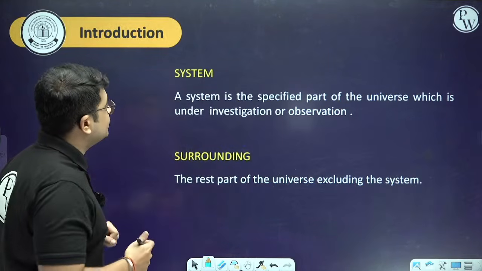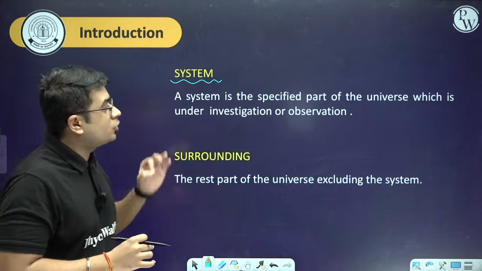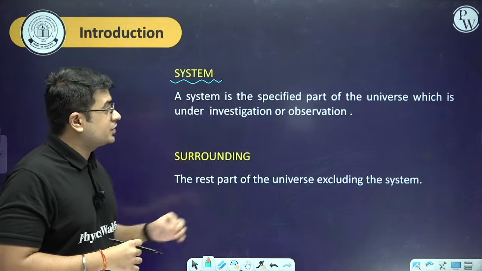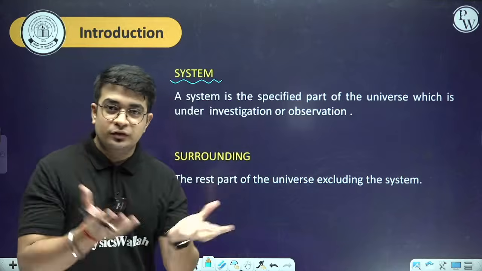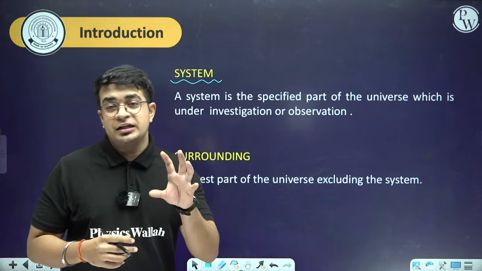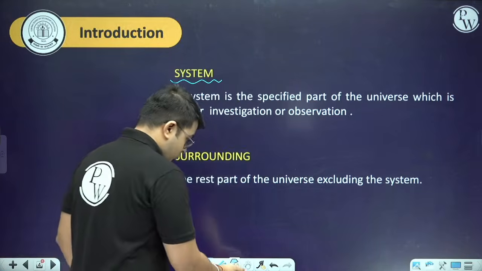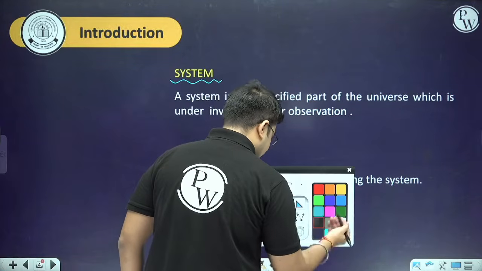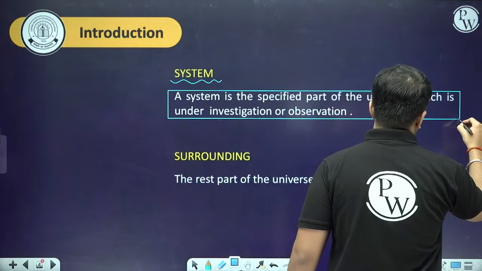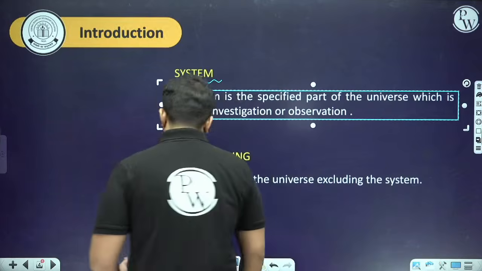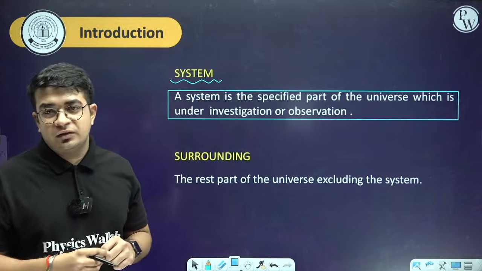So if I talk about the system part, a system is the specified part of the universe which is under investigation or observation. Basically, that particular part of the entire universe where you want to see the change in the thermodynamic properties, whatever you are going to study, corresponds to your system. There are different types of systems also, and we are going to discuss the various kinds of systems. Next, in the universe we have already picked the system on which we are going to see the change.